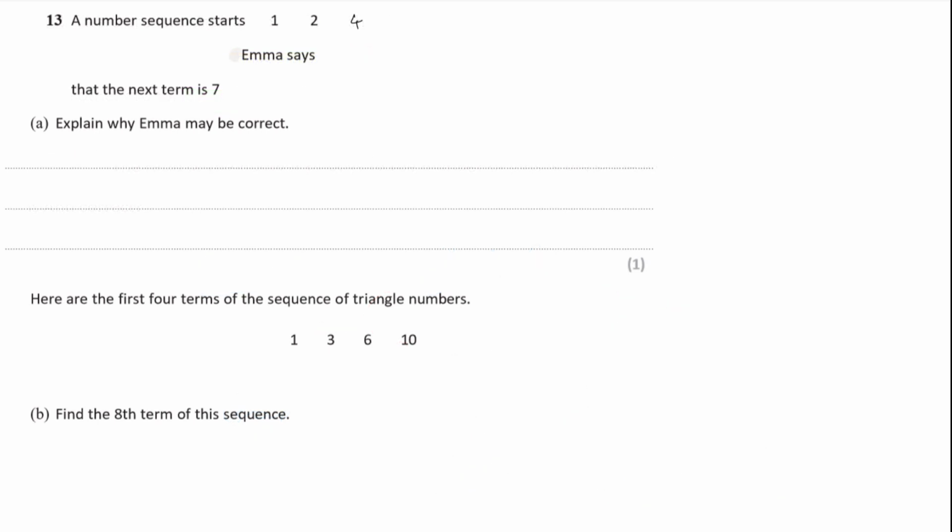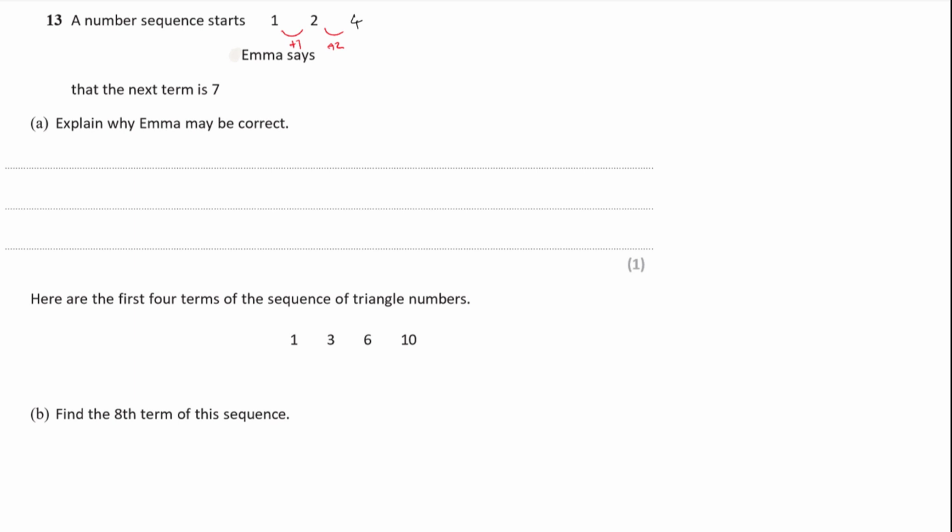Question 13. A sequence starts 1, 2, 4. Emma says that the next term is 7. Explain why Emma may be correct. Okay. Now with sequences, probably the best place to start usually is looking at the difference between the numbers and see what's going on there. So if you think about the differences here, the difference between 1 and 2 is 1, isn't it? So you add on 1 to 1 to get 2. And then if you have a look from 2 to 4, if you add on 2, you'll get from 2 to 4, won't you?